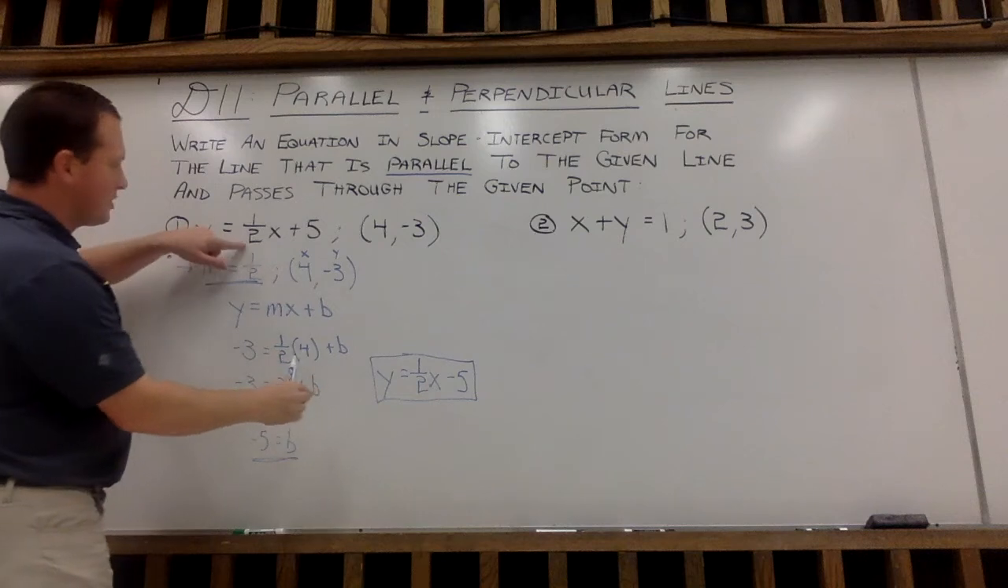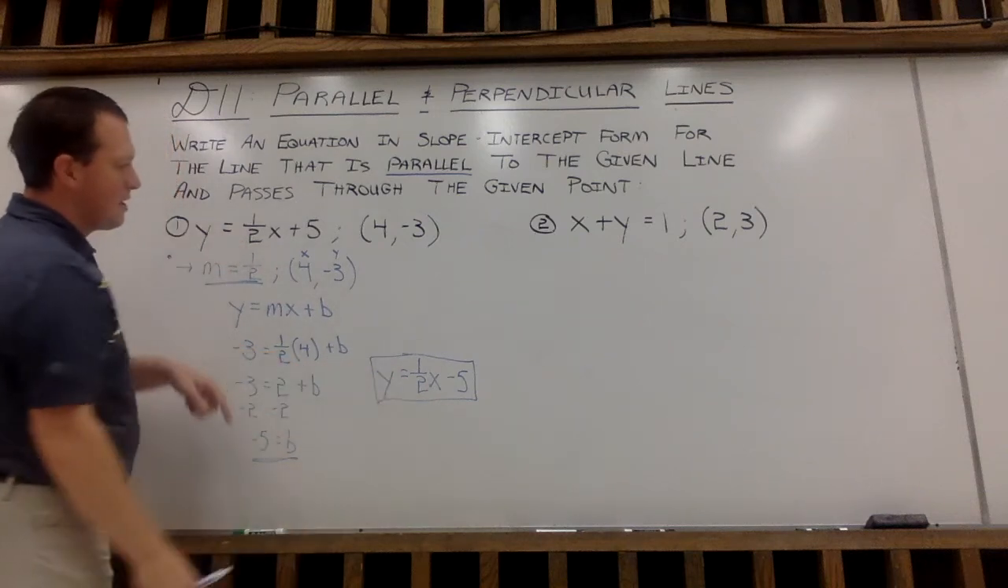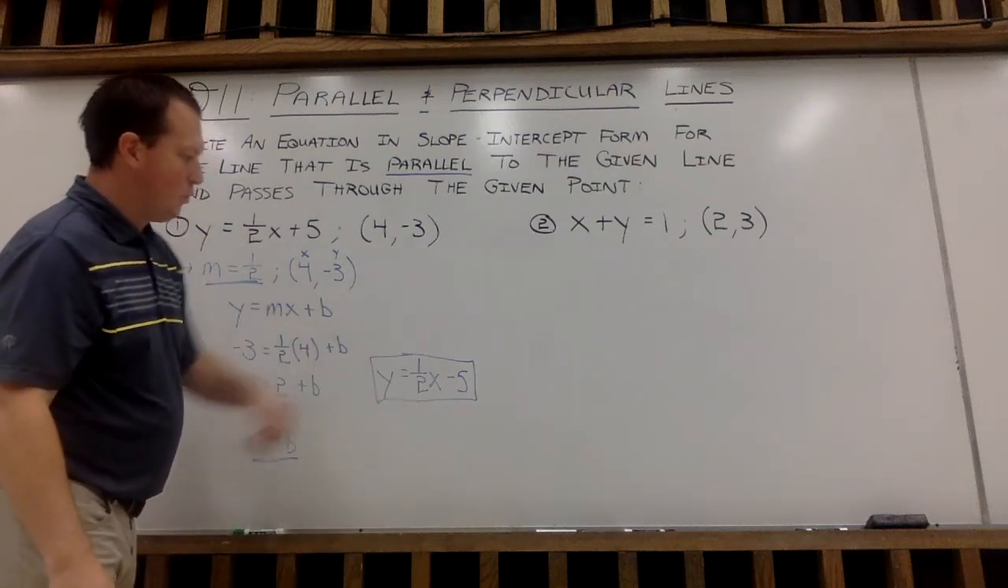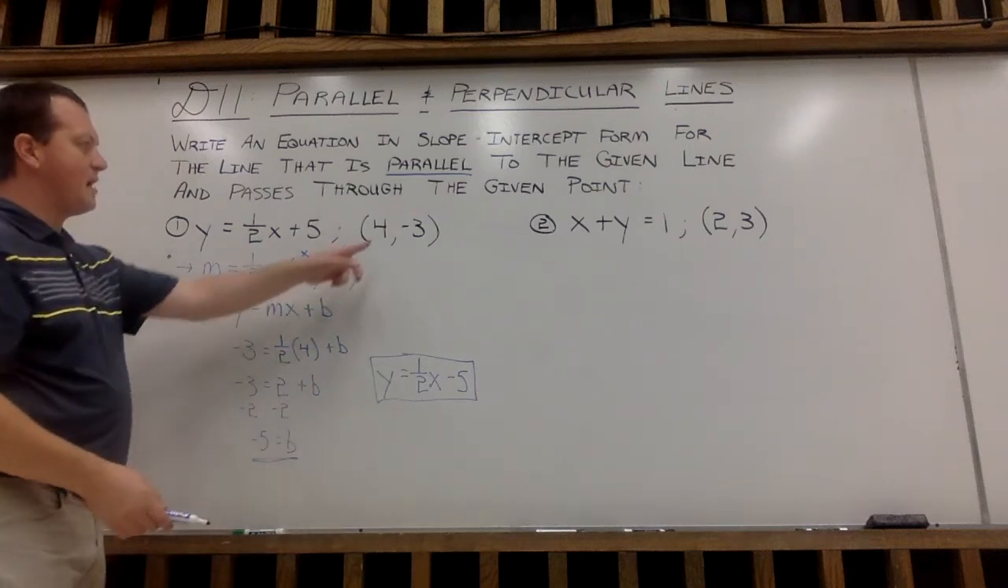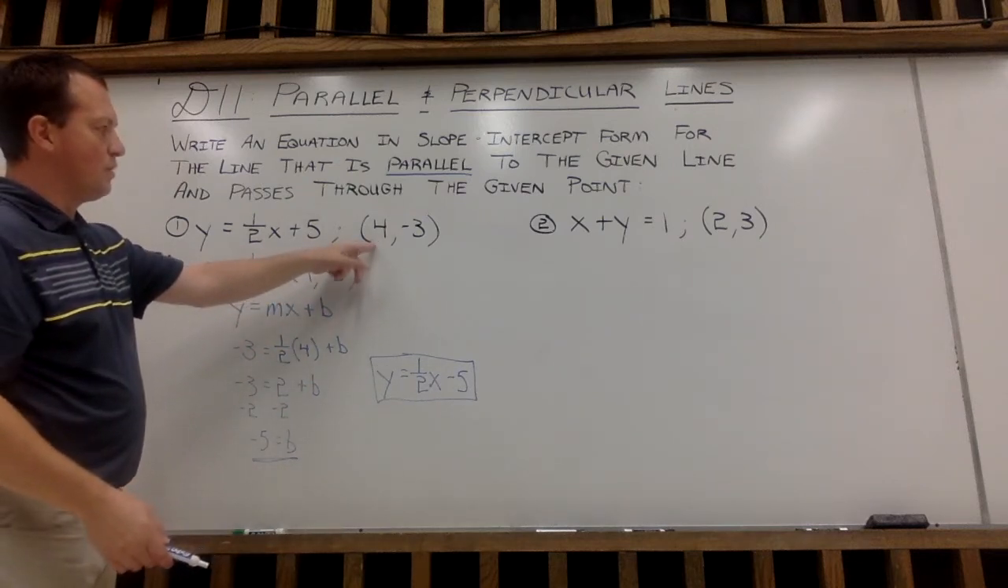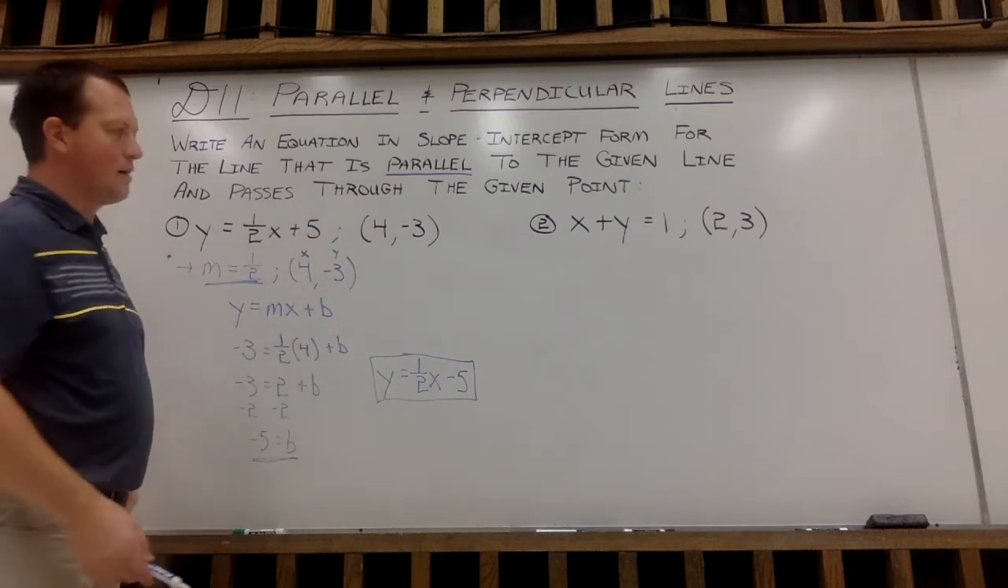So these two lines will be parallel, same slope, and the y-intercept of -5 will indicate that this line will pass through the point 4 to the right, down 3.